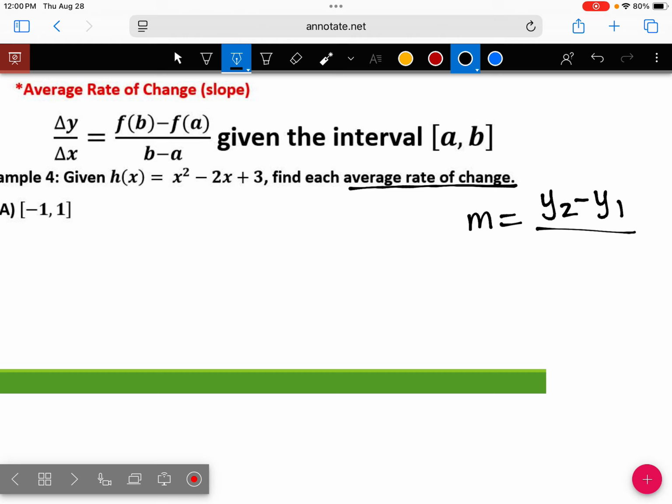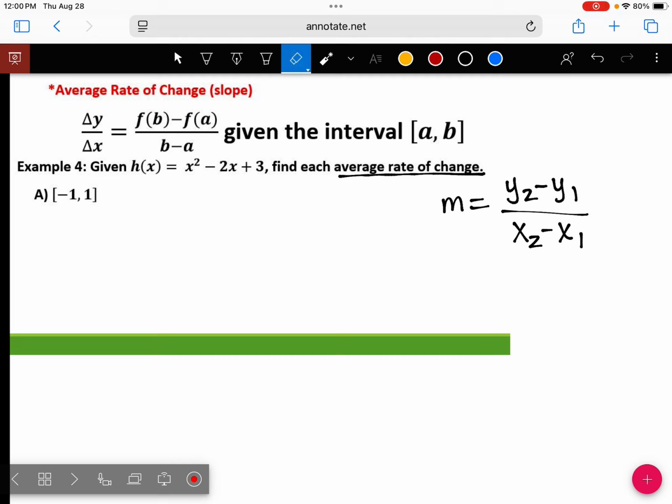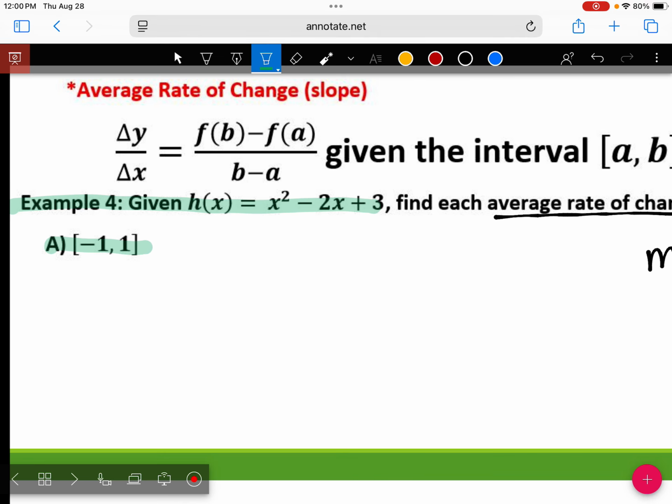So I'm going to give you a minute to copy down this example. So this is example 4. This is your equation, and then go ahead and copy that down. And then we'll talk about how to find the rate of change. I'll zoom back out in the end.